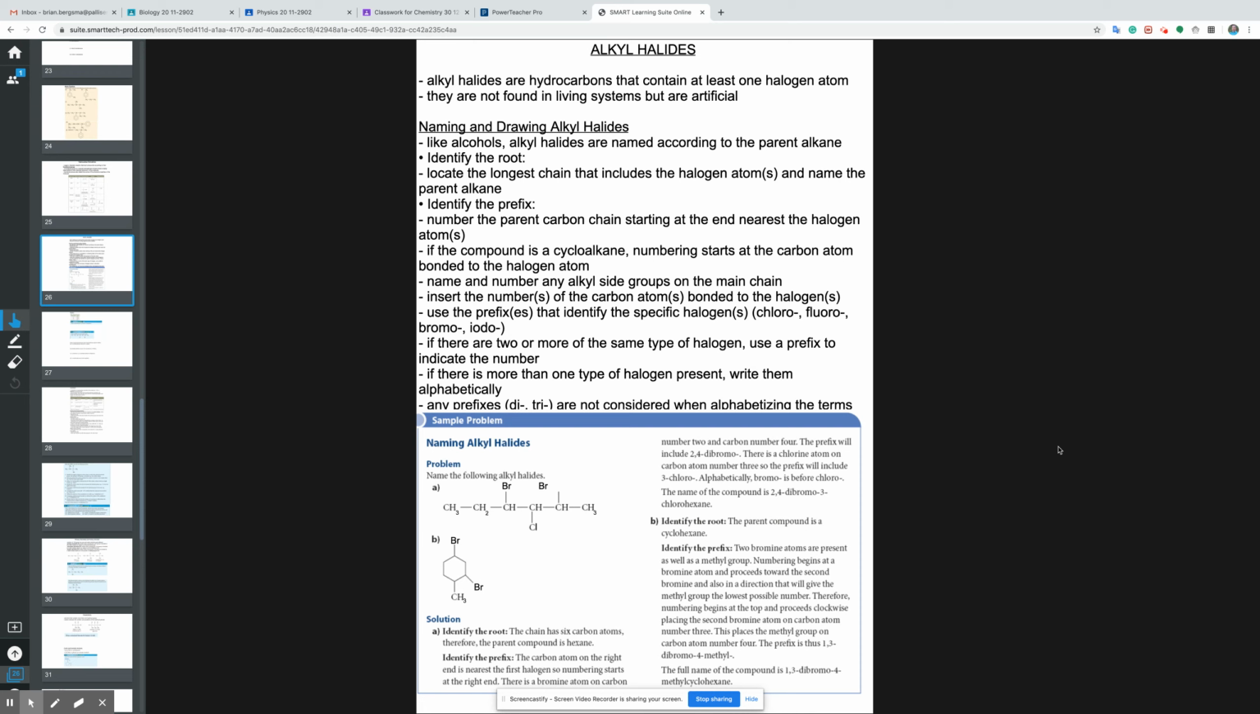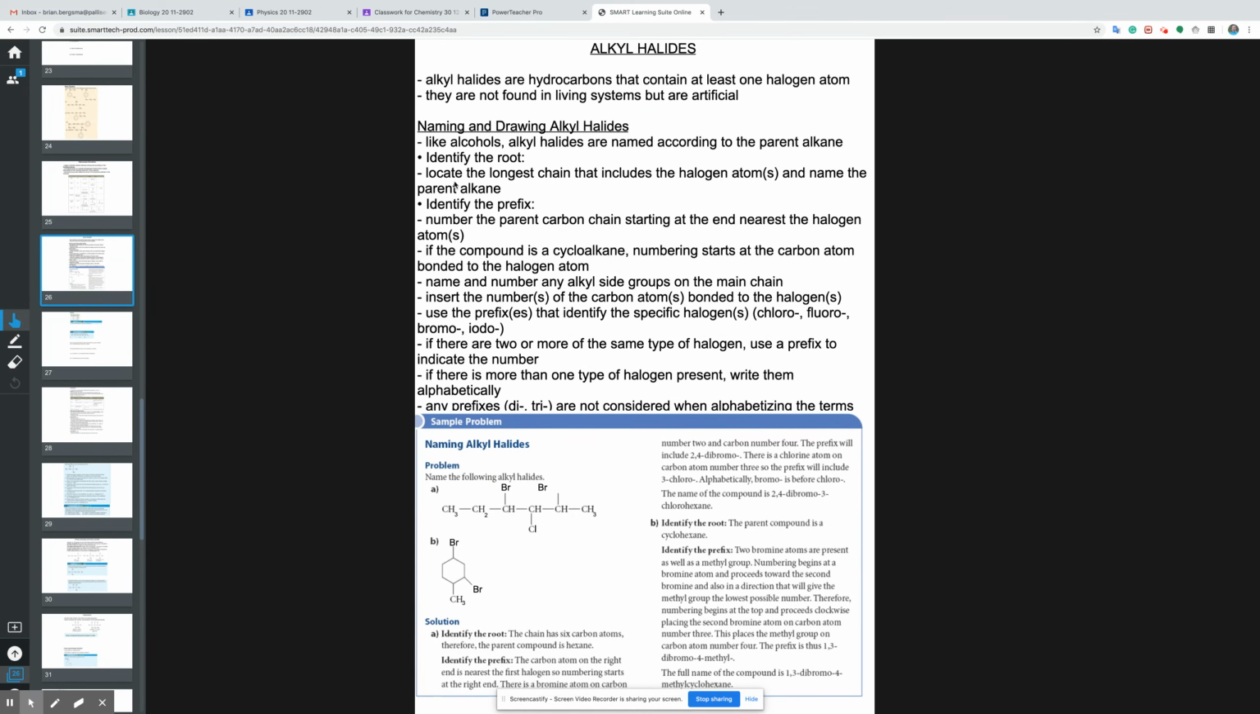Starting with alkyl halides, these are probably the easiest because they're basically the same as naming different branches and groups that come off the main chain. Alkyl halides are hydrocarbons that contain at least one halogen atom. They're not found in living systems, but are artificial. Basically, alkyl halides are named according to the parent alkane.